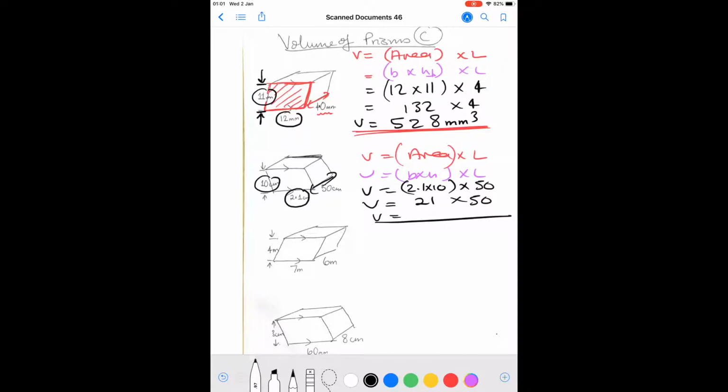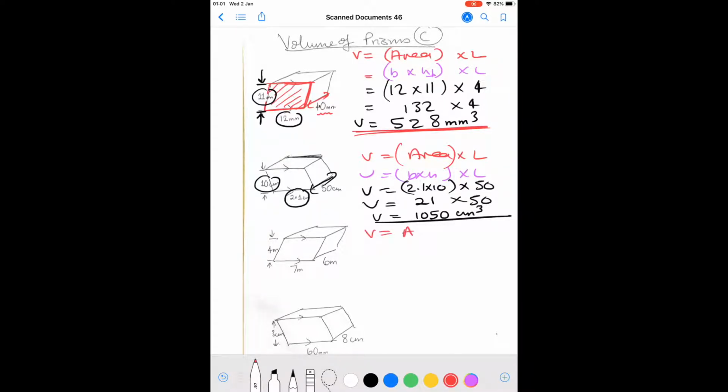So we could do 21 times 5 first of all. 1 times 5 is 5, 2 times 5 is 10. Put the 0 back on. And the centimeters, so the answer will be in centimeters cubed. Lovely. Right. Next question. Let's see if we can do it nice and quickly.